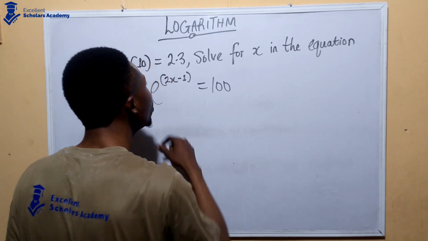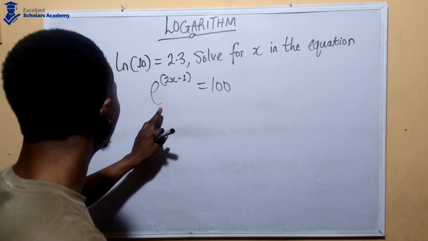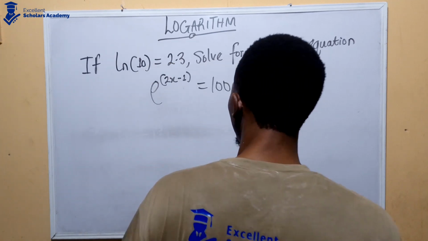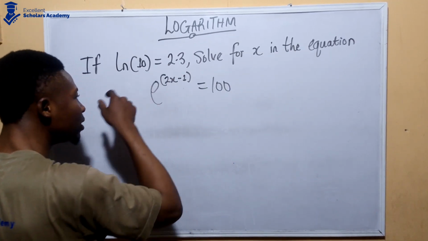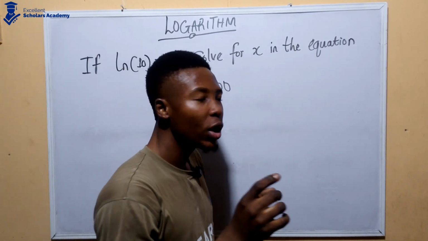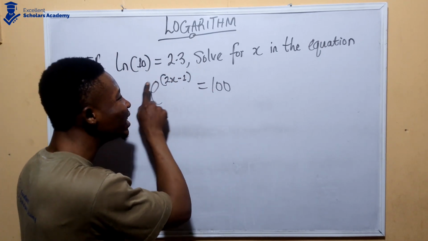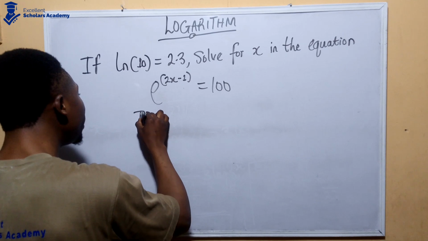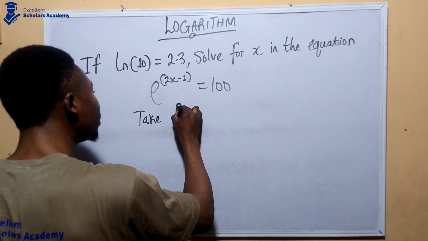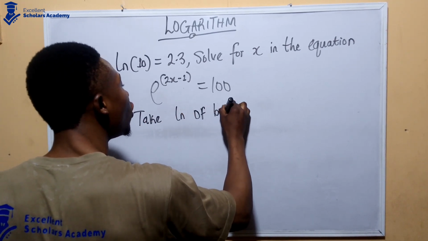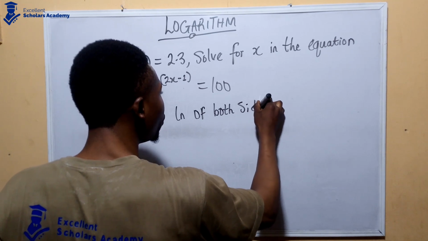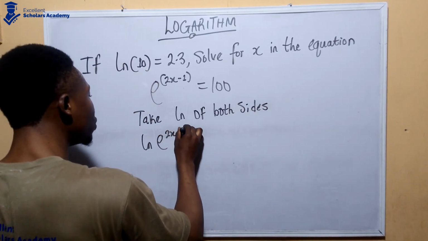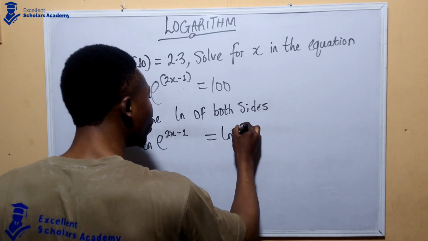If ln 10 is equal to 2.3, solve for x in the equation exponential 2x minus 1 is equal to 100. Now, they are giving you that ln 10 is this. When you see this kind of question, this is 100, so you know that you are taking the log of both sides. That's ln of both sides. So this becomes ln exponential 2x minus 1 is equal to ln 100.